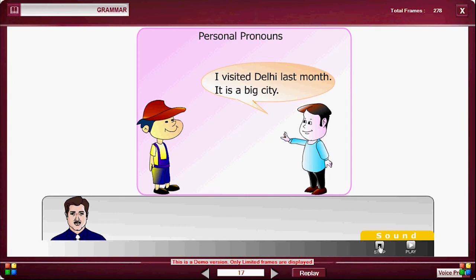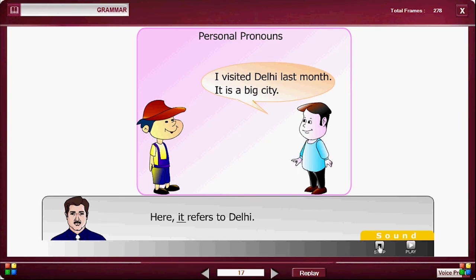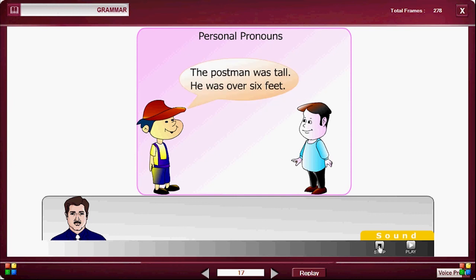I visited Delhi last month. It is a big city. Here, it refers to Delhi. The postman was tall. He was over 6 feet. Here, he refers to the postman.